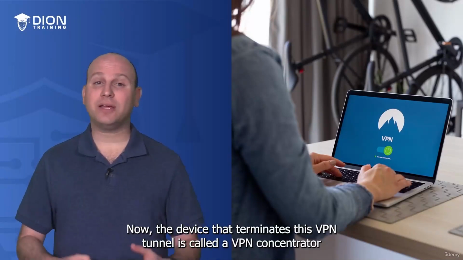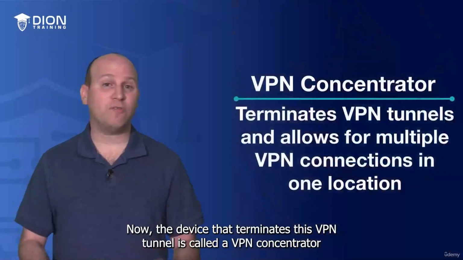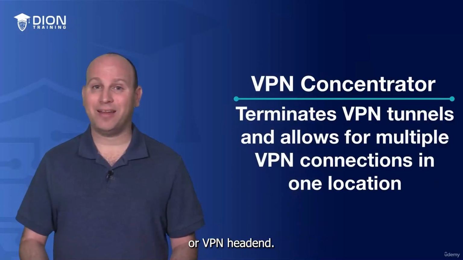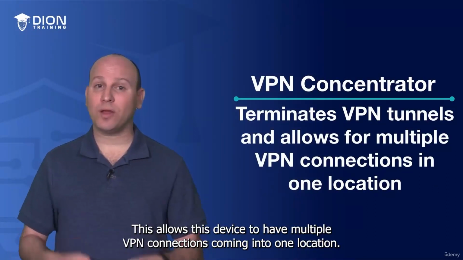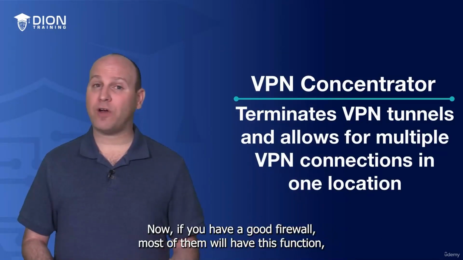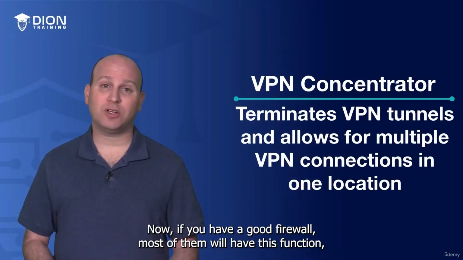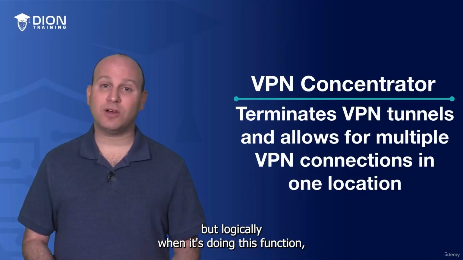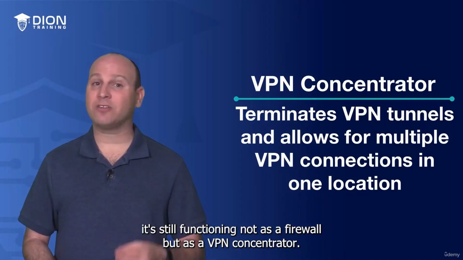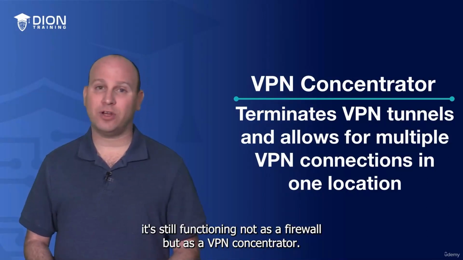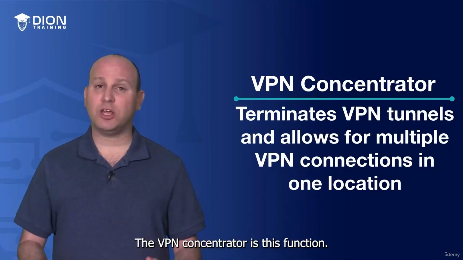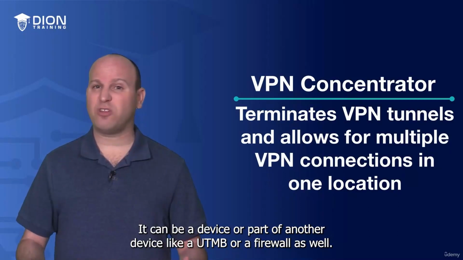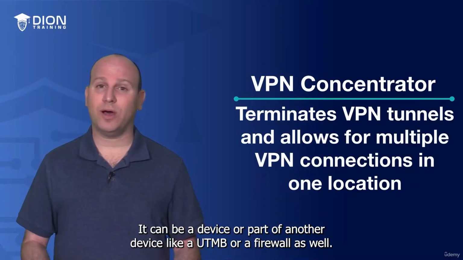Now, the device that terminates this VPN tunnel is called a VPN concentrator or VPN headend. This allows this device to have multiple VPN connections coming into one location. Now, if you have a good firewall, most of them will have this function. But logically, when it's doing this function, it's still functioning not as a firewall, but as a VPN concentrator. So keep that in mind for the exam. The VPN concentrator is this function. It can be a device or part of another device like a UTM or a firewall as well.